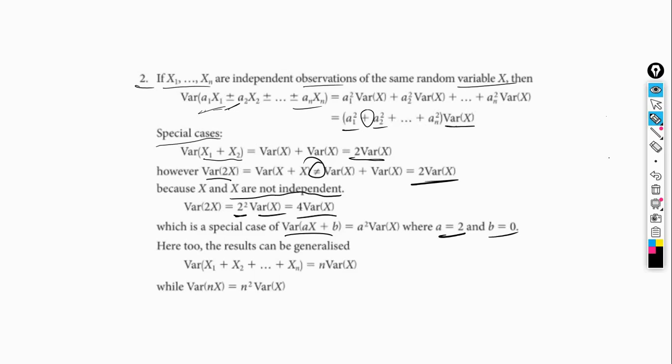Now we can generalize the results. Notice that for the first part, we would get n times the variance of x. That is, again, when these are independent observations of the same random variable. If they're not independent, then we get n squared times the variance of x.